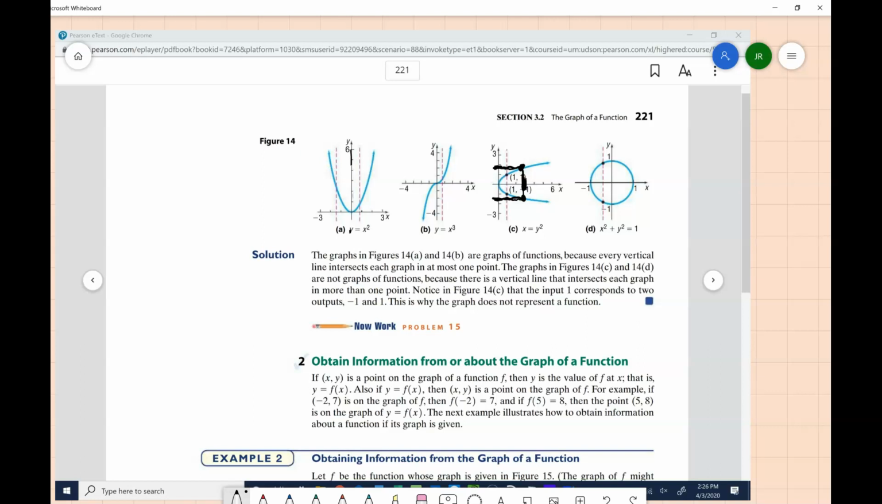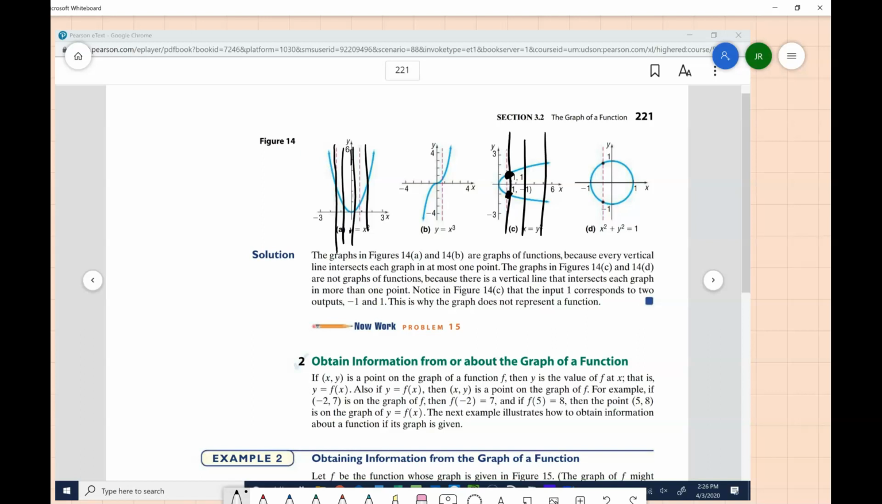Now, there's a very simple way to explain this. It's called the vertical line test. The vertical line test says, if you were to draw a vertical line anywhere on this graph, and any vertical line you can draw only crosses the curve in one place, then it is a graph of a function. However, if there are any vertical lines that would touch the graph in more than one place, then it is not a function.